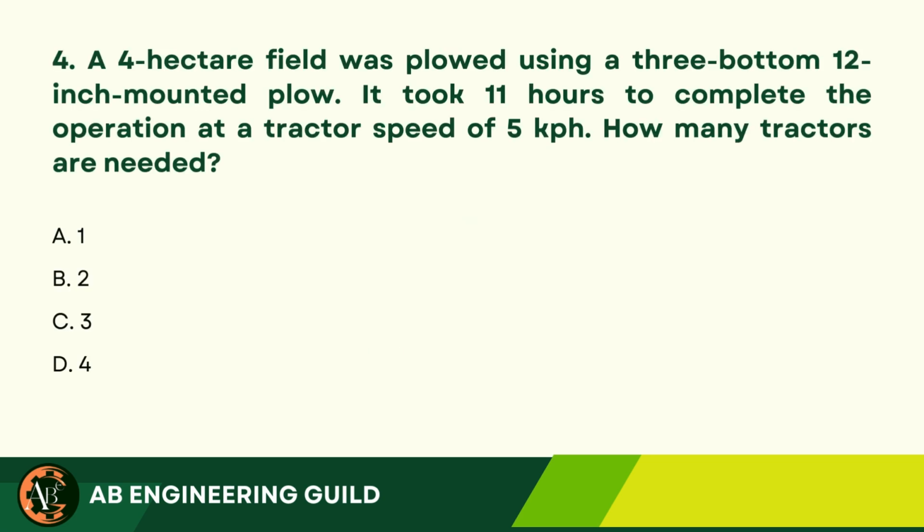A 4-hectare field was plowed using a 3-bottom 12-inch mounted plow. It took 11 hours to complete the operation at a tractor speed of 5 kilometers per hour. How many tractors are needed?